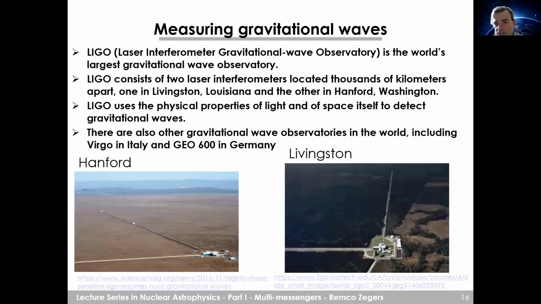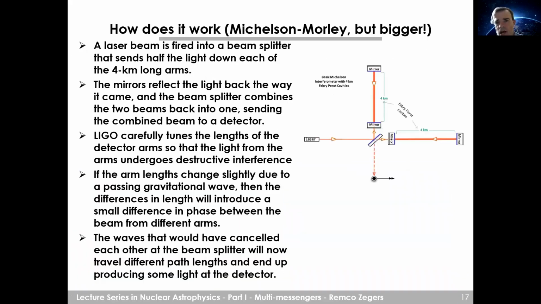Until recently, it was not possible to measure these gravitational waves, but this changed with the construction of LIGO, which is the Laser Interferometer Gravitational Wave Observatory. It actually consists of two sites, one at Hanford and one at Livingston, and this is shown right here. Each of these arms is about 4 kilometers long. And so LIGO uses the physical properties of light and of space itself to detect the gravitational waves. There are also other gravitational wave observatories in the world, some in Italy and Germany. So how does it work?